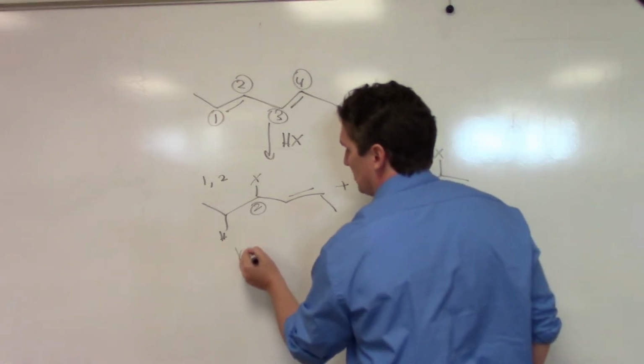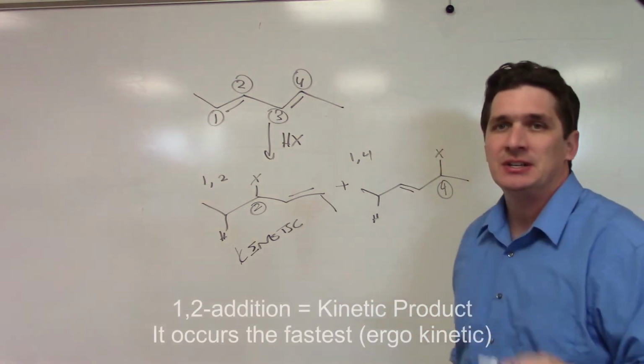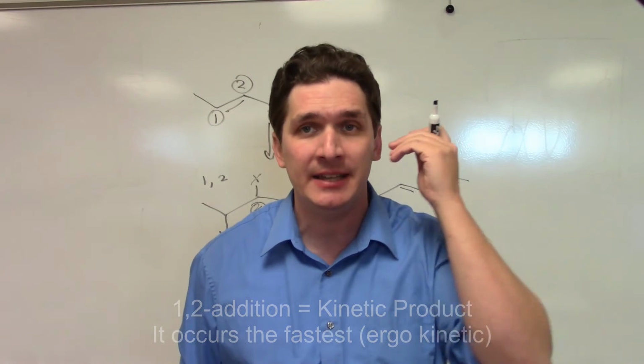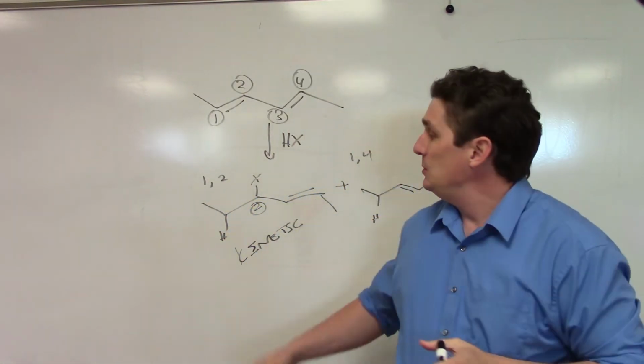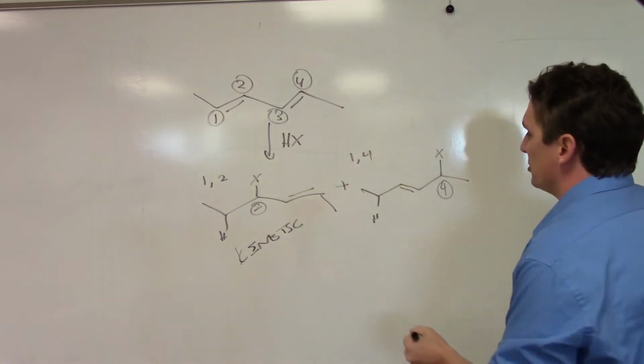This first one here is called the kinetic product. So the 1,2 addition here is kinetic, and kinetic just simply refers to speed. If we just added the HX, let it react and immediately isolated what came off, we would get the 1,2 product. Now, annoyingly, the 1,4 product is called the thermodynamic product.